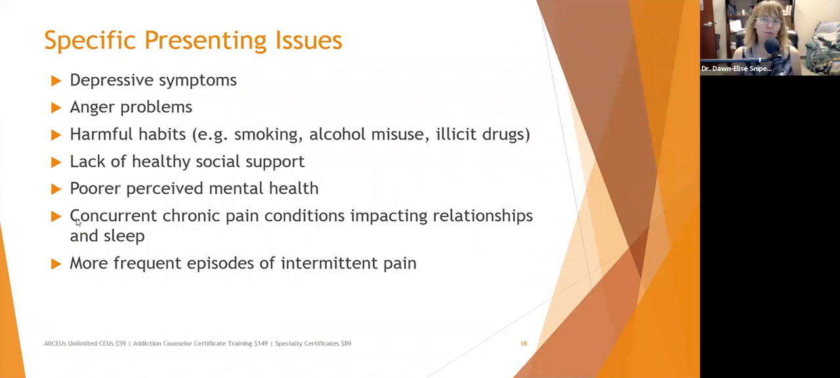Specific presenting issues include depressive symptoms, anger problems, harmful habits such as smoking, alcohol misuse, or illicit drugs that may be used to self-medicate mood or pain issues, lack of healthy social support, poor perceived mental health, and concurrent chronic pain conditions that may impact relationships and sleep. A lot of disabilities, especially physical disabilities, may have physical conditions. People who are visually impaired may have circadian rhythm disorder. We need to be aware of different things that may impact their psychosocial functioning and their mood and their energy and everything else. And some people may have more frequent episodes of intermittent pain. We also know that people who are depressed tend to experience more pain, and high levels of stress can also prompt increased pain.